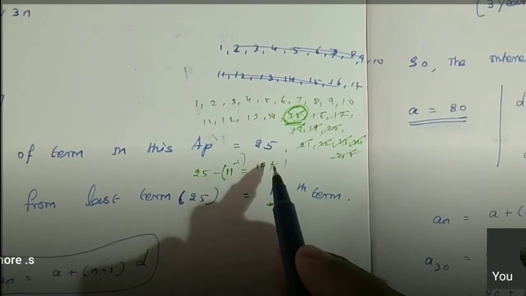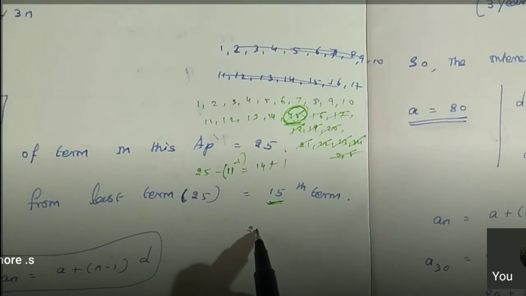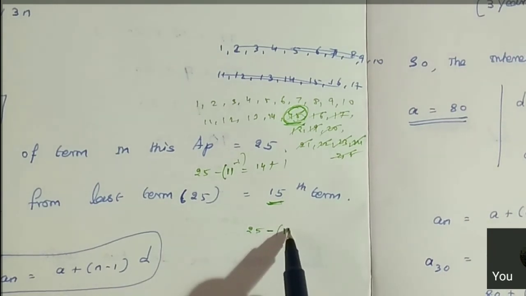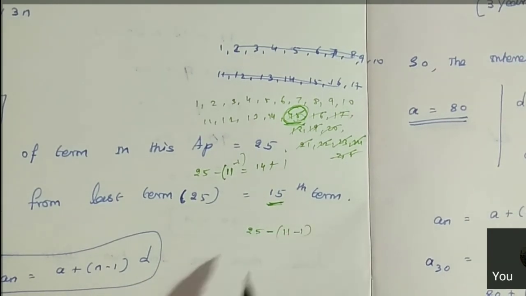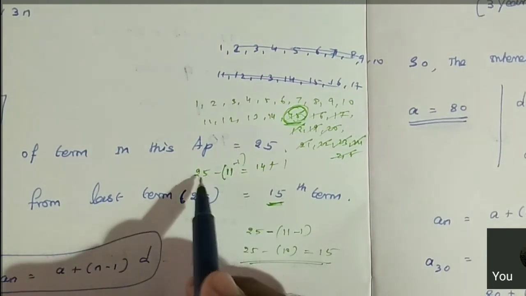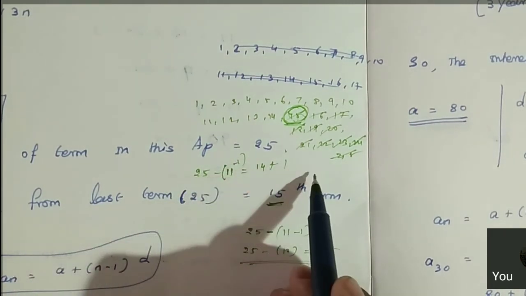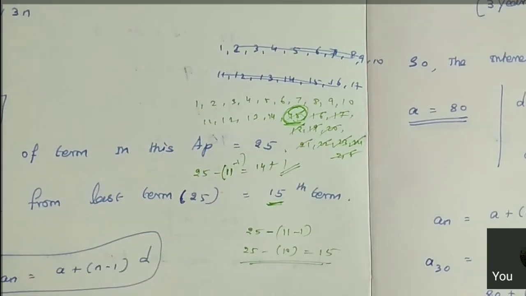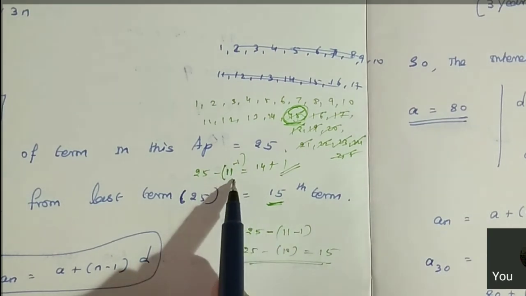Very simple. 25 total terms, minus what they are asking: the 11th term from the backside onwards. We should subtract 1 again here. So 25 minus 11 minus 1, that is 10, equal to 15. This is one way. Otherwise, you can first do 25 minus 11, then add plus 1. Here I put a bracket, here without a bracket.